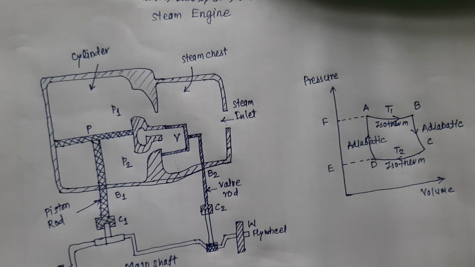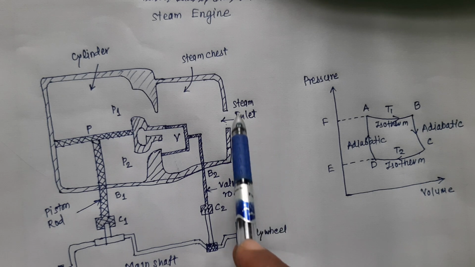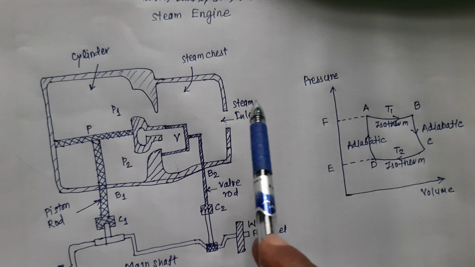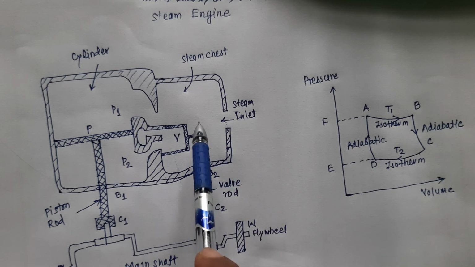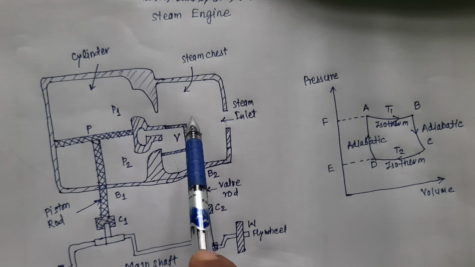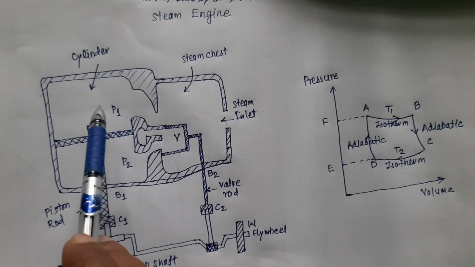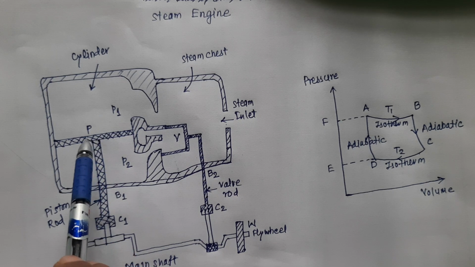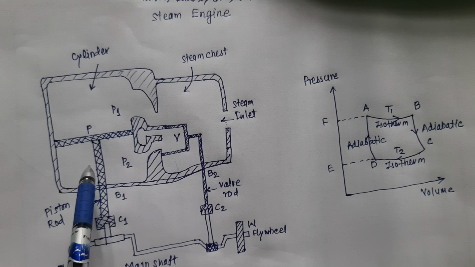Here, the steam at high pressure from the boiler enters the steam chest. The steam enters the cylinder through port P1. The piston P is pushed down due to the high pressure of the steam.